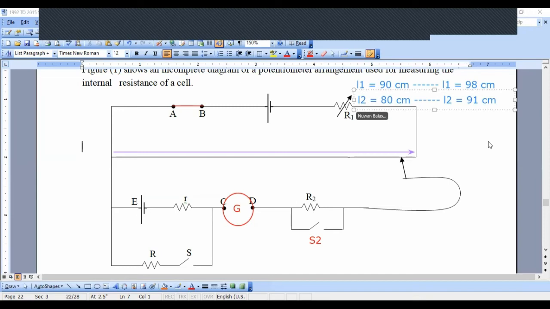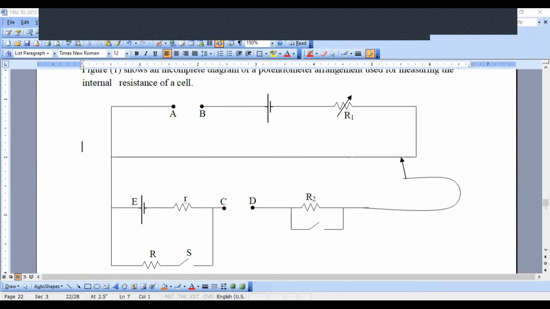Got it? So which balance length should be used to do the experiment here? Which balance length should be used to adjust R1? L1. So that's the answer. So let me show you the question once again.